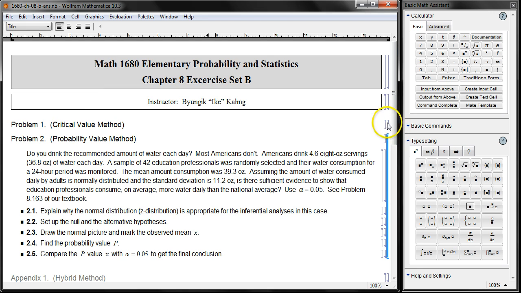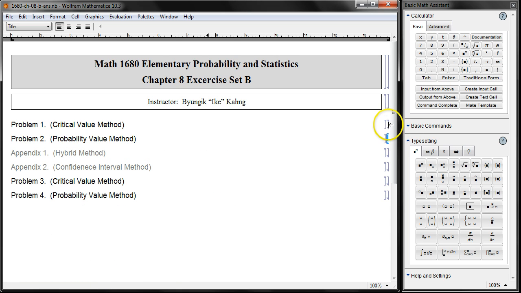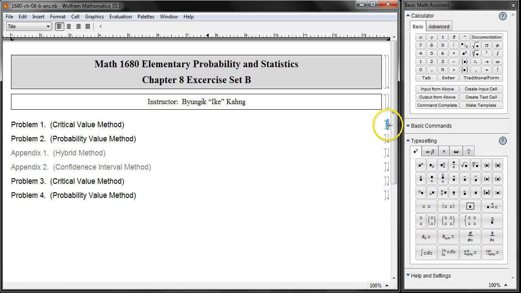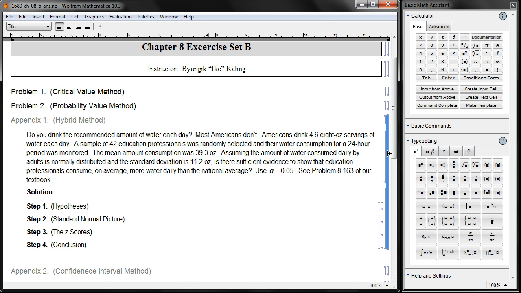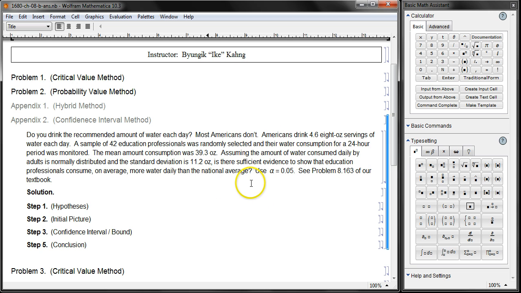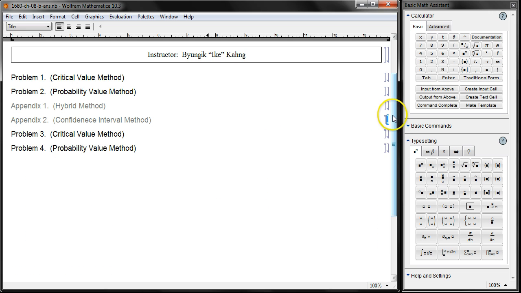What's the difference? Problem 2 uses 2.1 through 2.5 as guidance, and in problem 1 you have to use 1.1 through 1.5 as the step-by-step process. In short, you are doing the same problem in two different methods. After that, we are going to go over Appendix 1, which is still a different method for the same problem, and Appendix 2, given time, still a different method with the same problem.